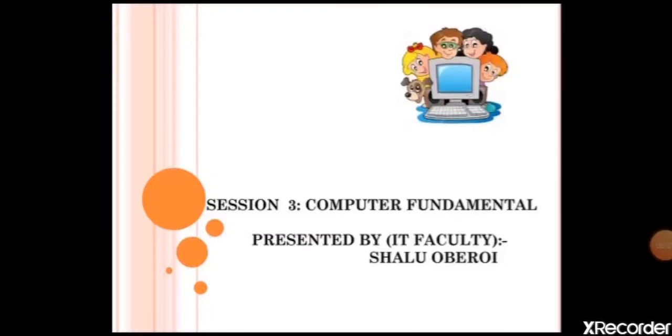Hello students, today we are going to start a new session, and that is Computer Fundamentals. In this session we are going to learn the basic organization of a computer. A computer system has three important parts, and they are the input unit, CPU and output unit, for performing different functions.